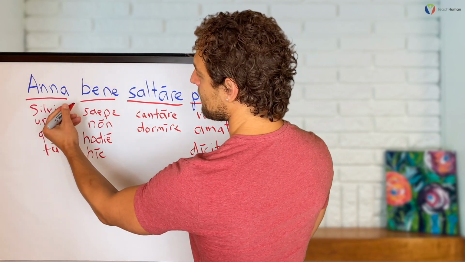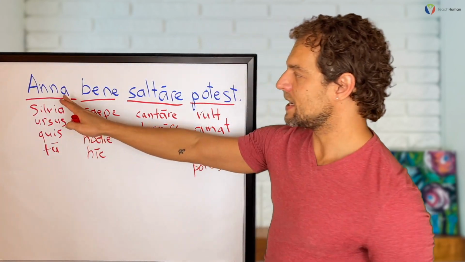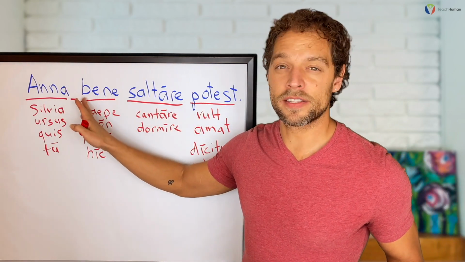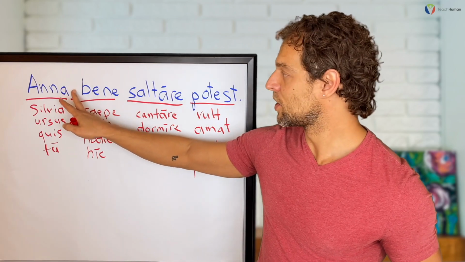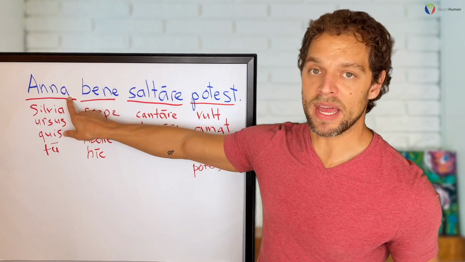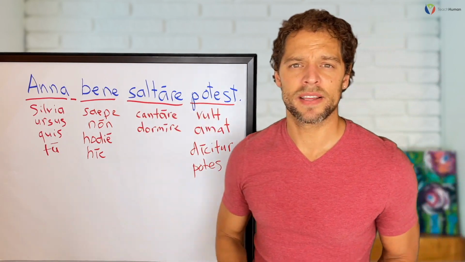So another cool thing, and we'll talk about this more in another video, is there are also these slots that are kind of empty in this version of the sentence. There's nothing there, but a non could go in there. Or a semper, Anna semper bene saltare potest.